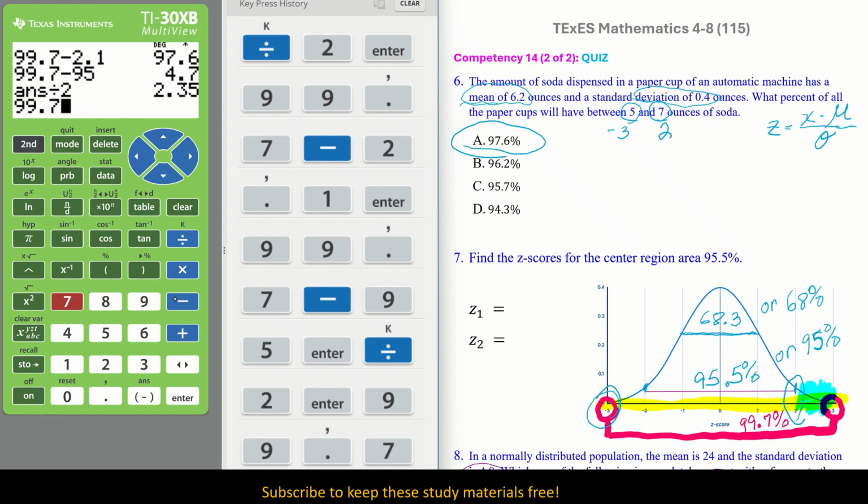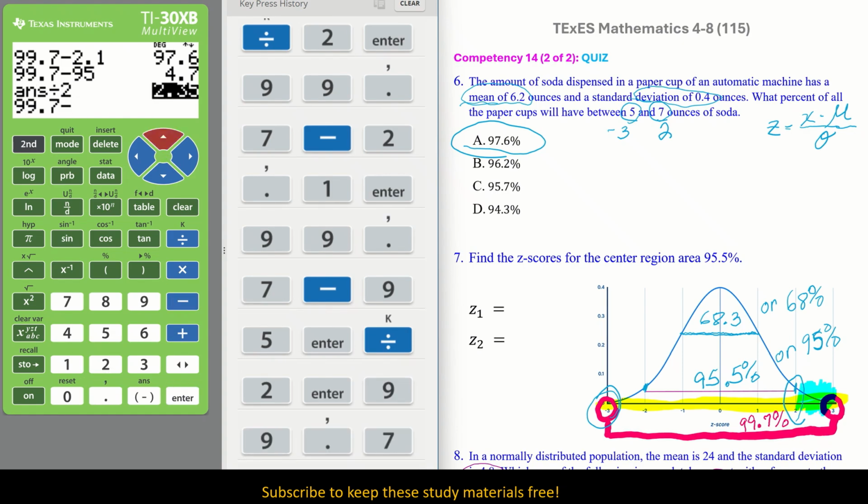Okay, so I have 99.7 and minus, I'm going to go back up and capture all of it, enter. I love that capture, it saves some time. And enter, and that would be my estimation, which isn't even in my A, B, C, D options at all. So obviously A is what we needed. All right, let's take a look at number 7.